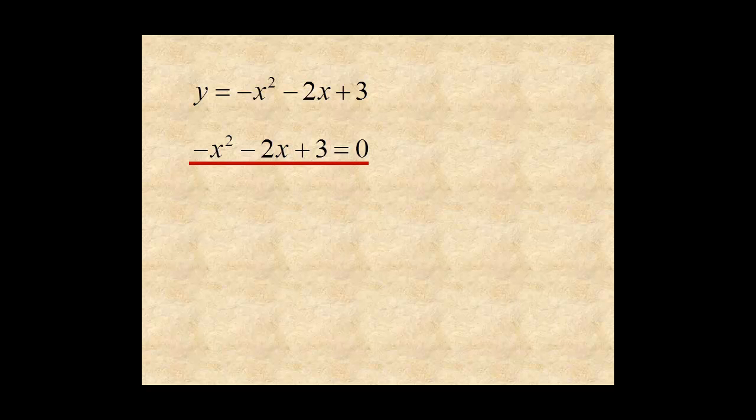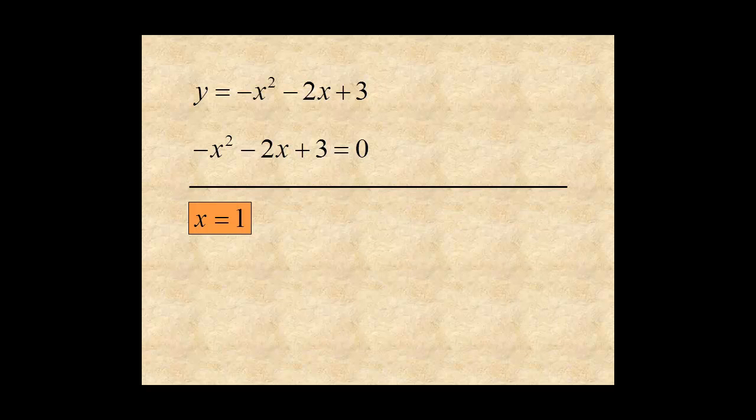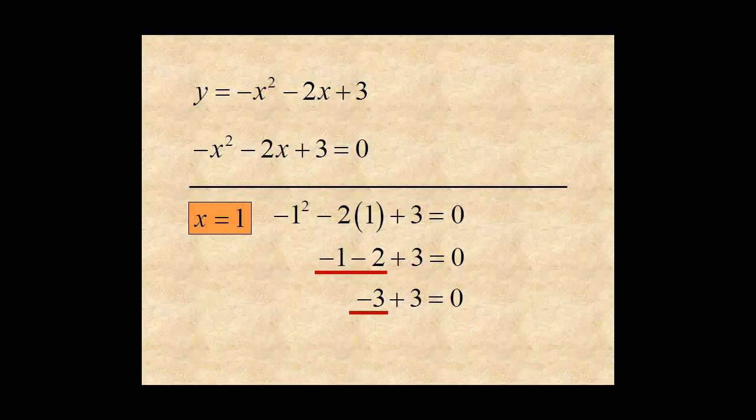If you substitute x equals 1, you get negative 1 squared minus 2 times 1 plus 3. Negative 1 squared equals negative 1, and negative 2 times 1 equals negative 2. Then negative 1 minus 2 equals negative 3. And you have negative 3 plus 3 equals 0, which is a true statement. So x equals 1 is a solution to the equation because it's a value of the variable that makes the equation true.